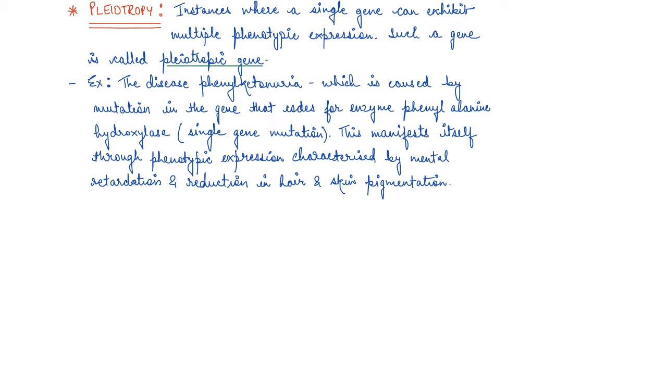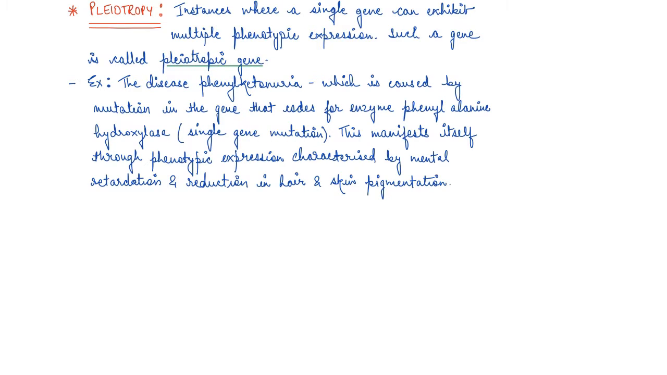Now, this gene gets mutated. This is a single gene mutation. Because of this, it impacts the phenotypic expression. Because of this mutation in the gene, different characteristics change, like mental retardation, reduction in hair, and skin pigmentation. So all these phenotypes are impacted just by the mutation of a single gene.